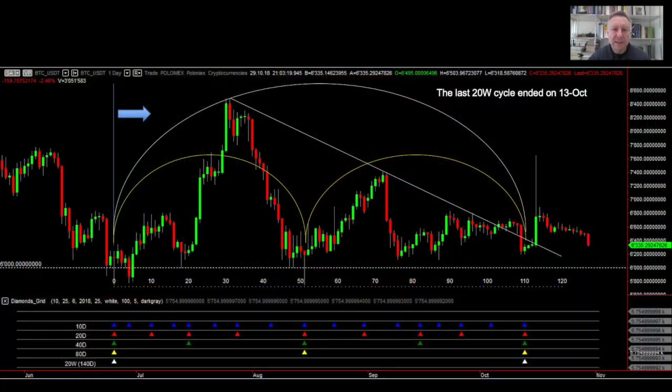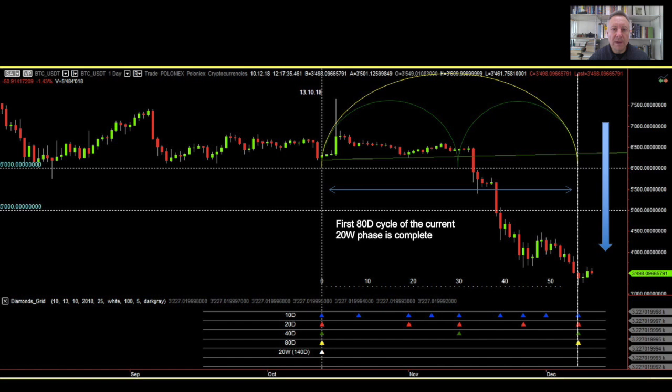In today's focus, we'll take a very brief look initially at the last 20-week cycle. And as you can see from the slide in front of you, it appears that the last 20-week cycle ended or found its trough on the 13th of October. That means all the current analysis is focused on price action since the 13th of October.